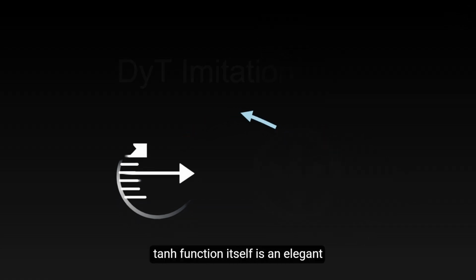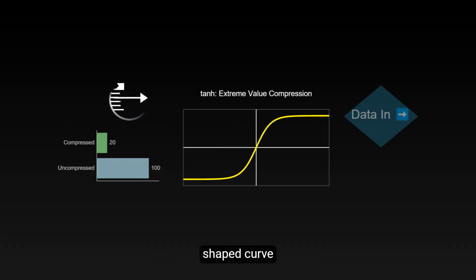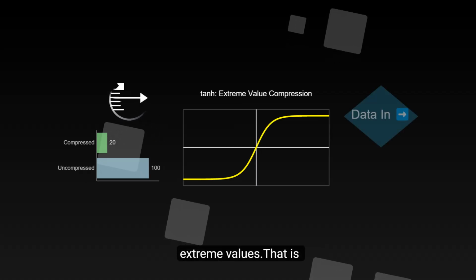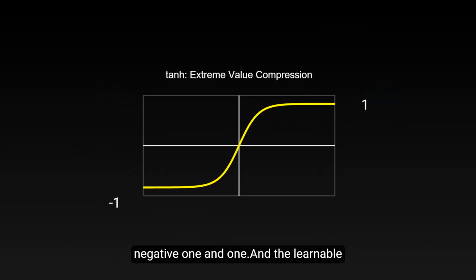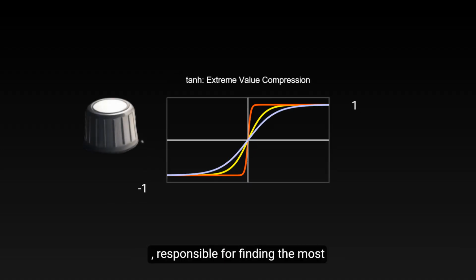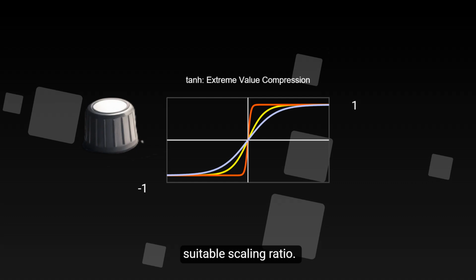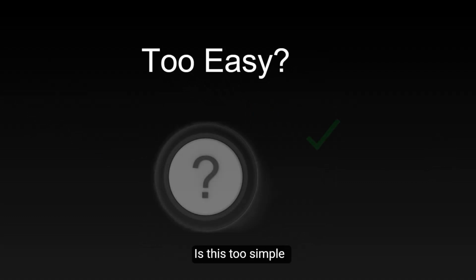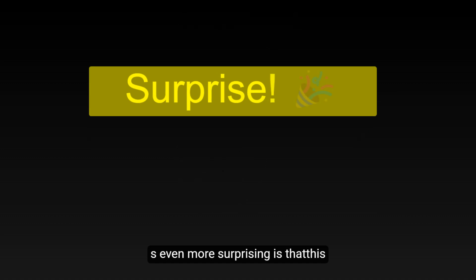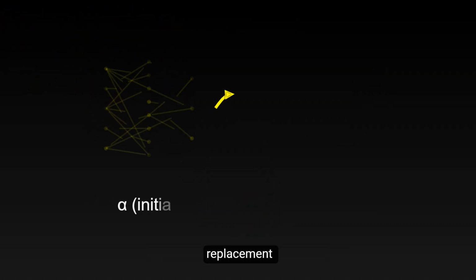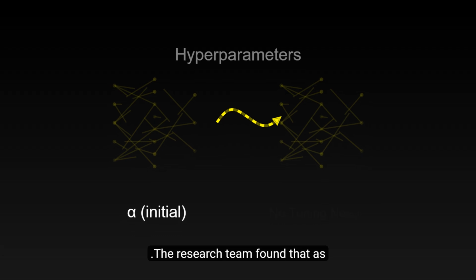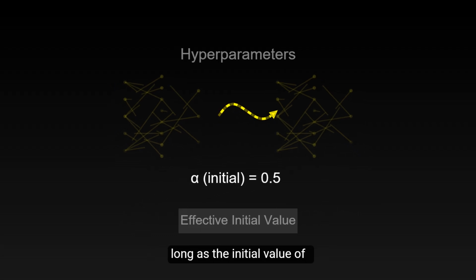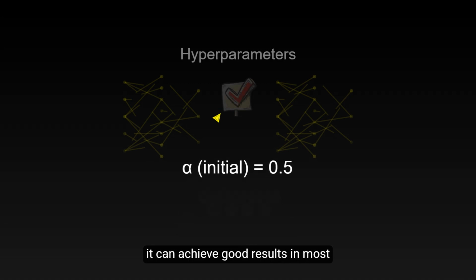First, the tanh function itself is an elegant S-shaped curve, naturally capable of compressing extreme values, that is, compressing all values between -1 and 1. And the learnable parameter alpha is like a tuner, responsible for finding the most suitable scaling ratio. At this point, you might think, is this too simple? That's right. What's even more surprising is that this replacement, in most cases, does not even require adjusting the original training hyperparameters. The research team found that as long as the initial value of alpha is set to 0.5, it can achieve good results in most tasks.